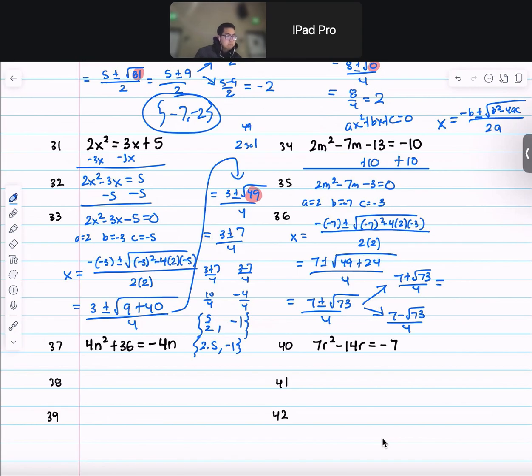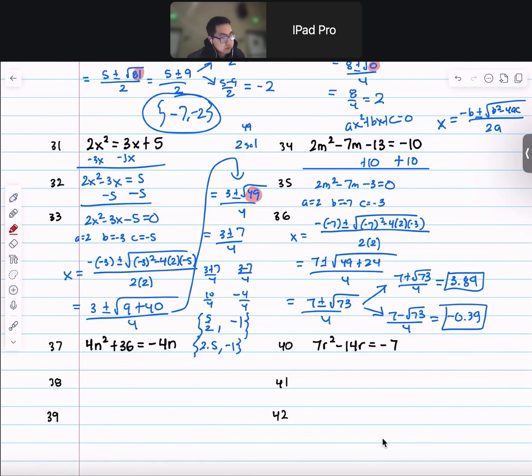And when you guys punch these numbers into your calculator, remember, please do 7 plus rad 73 first, and then divide that number by 4. So you're going to get 3.89. Remember, round to the nearest hundredths. And on this side, you guys, you're going to get negative 0.39. Round to the nearest hundredths, right?